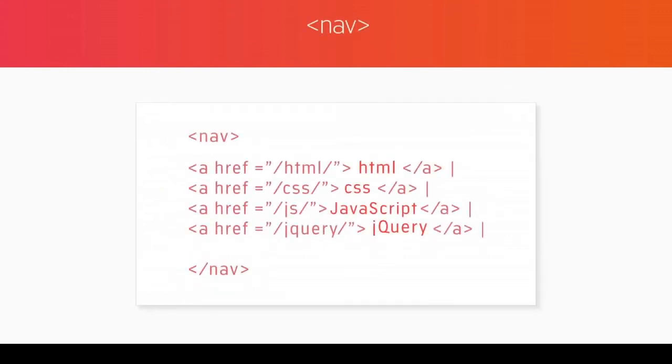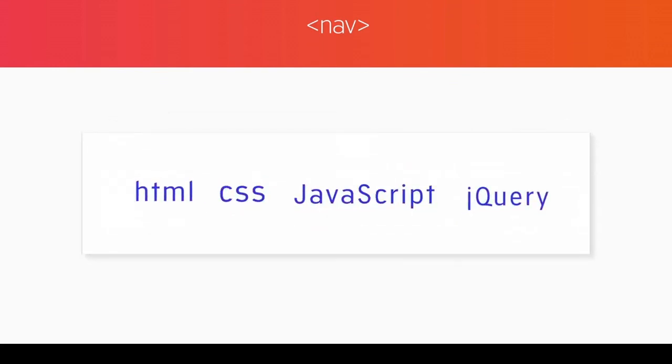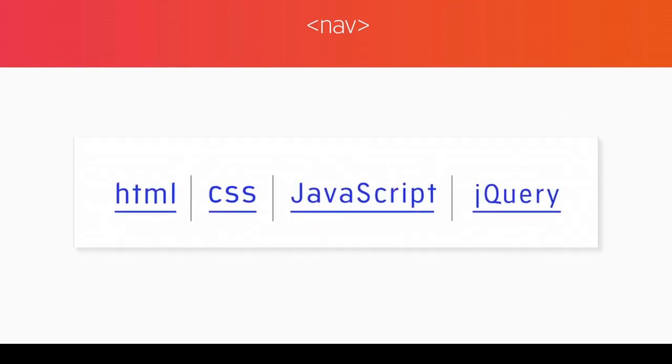The nav element represents a location on a page that links to other pages or to parts within a page. It's like a section with navigation links. Note though that not all groups of links on a page need to be in a nav element. Only sections that consist of major navigation blocks are appropriate for the nav element.